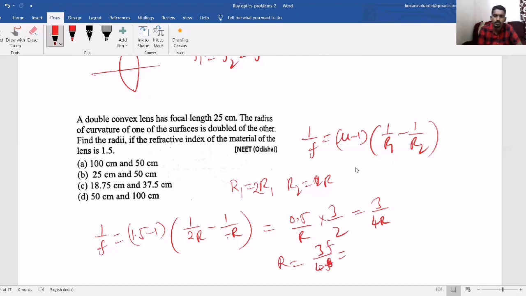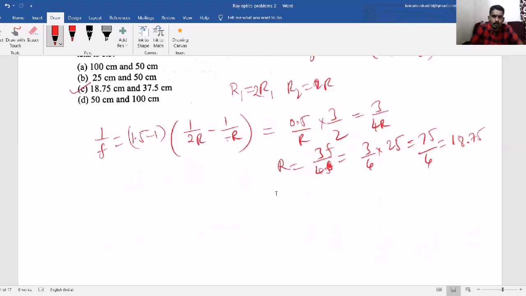Sorry, 3f by 4, cross multiply. So that is 3 by 4 into f, where f is 25. So this is the r2 value, and that is 75 by 4. 75 by 4 means approximately how much will you get? 118.75. So the answer is Option C. So this way you can find it. Just understand, take the proper sign convention, and take the formula properly.